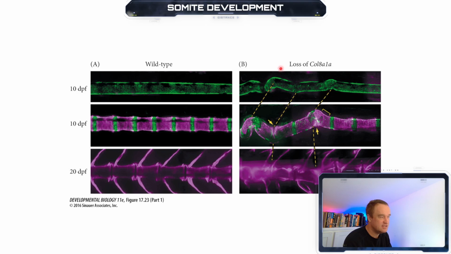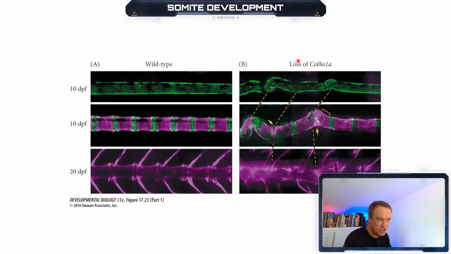So here is this Col8A1A. That stands for collagen 8A1A. This doesn't clarify a whole lot. It's a collagen. Anyways, the collagen is normally expressed throughout the spinal column, and you can see this through this green expression of a collagen. This is Col2A1.